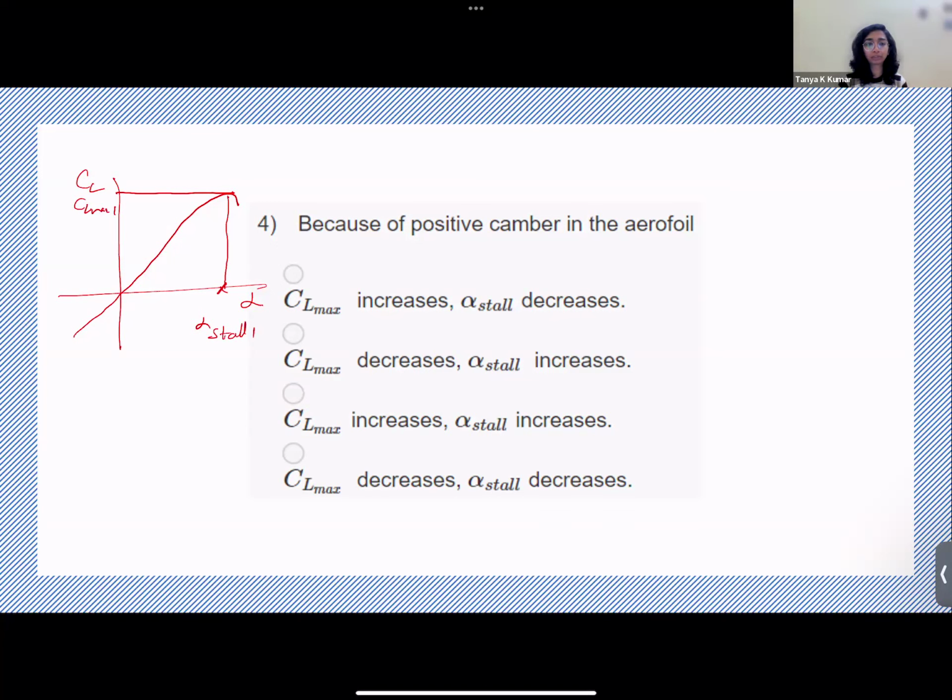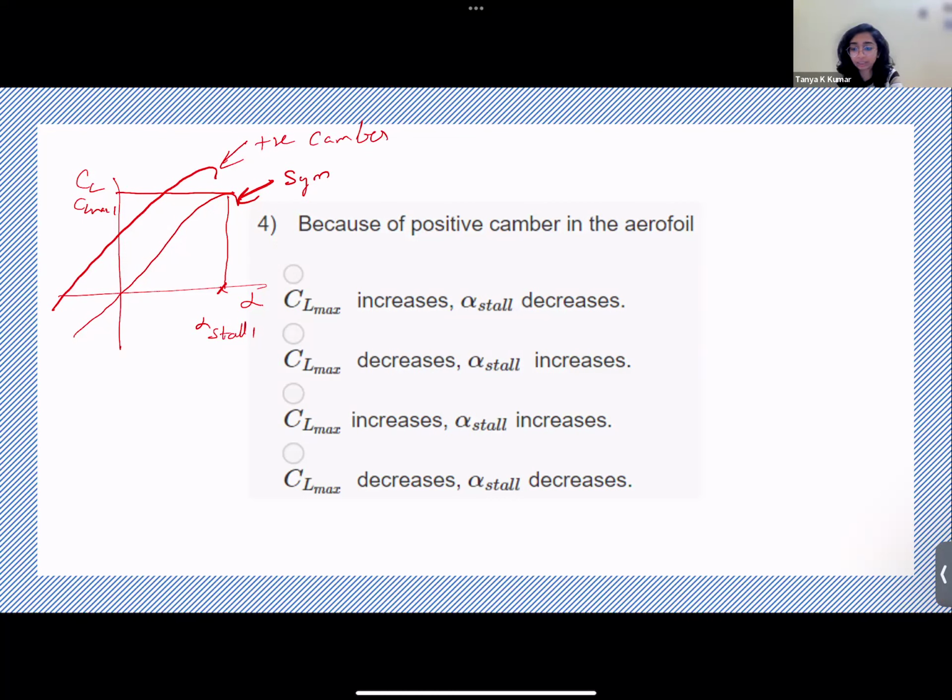Now for a cambered airfoil, what happens? You slide up the line, right? Across the plane, you just slide up. That's a typical variation for a positive camber. So it'll be something like this. Now what happens? So this was for symmetric and this was for positive camber.